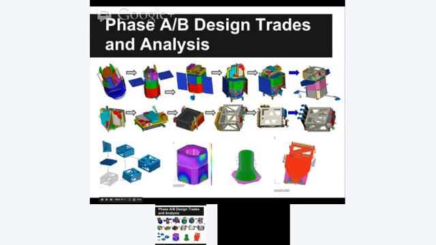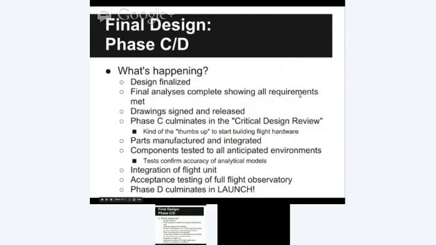All right, now we move into phase C and D. This is where the design is getting finalized. So the final analyses are being completed to show that all requirements are met. The drawings are starting to be signed and released, and phase C culminates in what we call the critical design review.